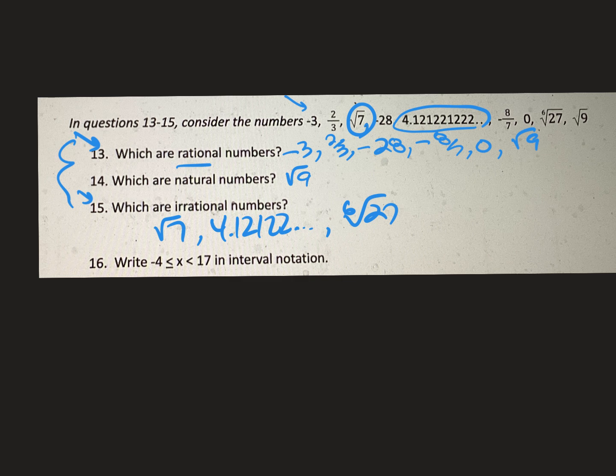Last one, 16. Just write an interval notation. Okay, the first thing right here, that one has an equal sign. That one doesn't, which means the negative 4 is going to have a bracket and the 17 is going to have parentheses. And that's interval notation.